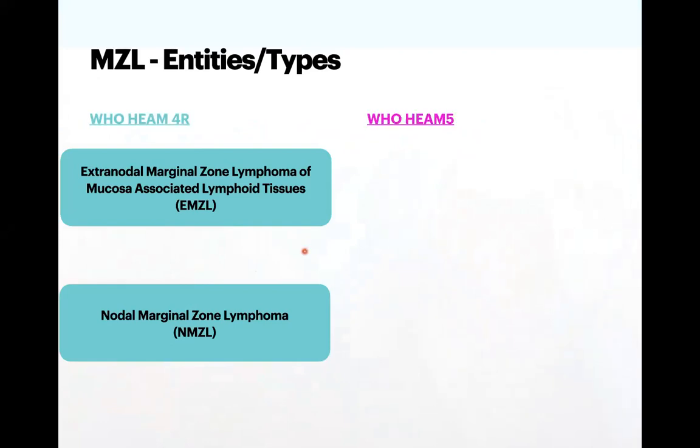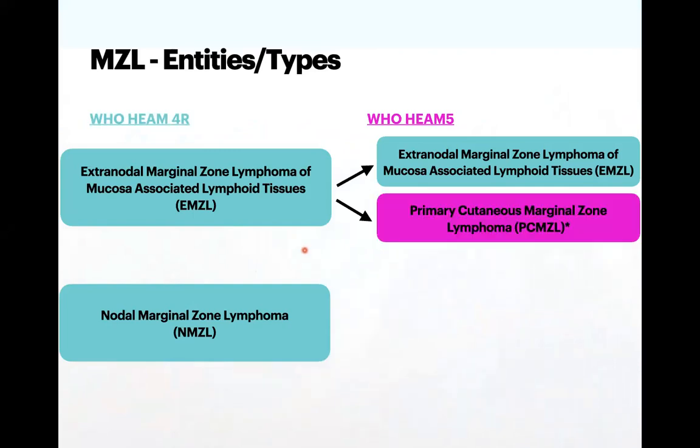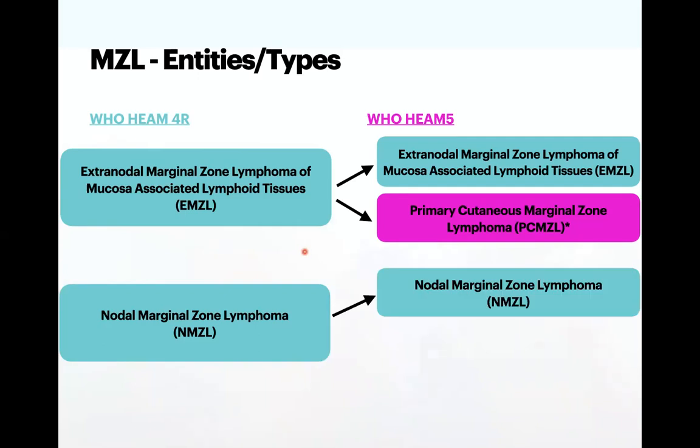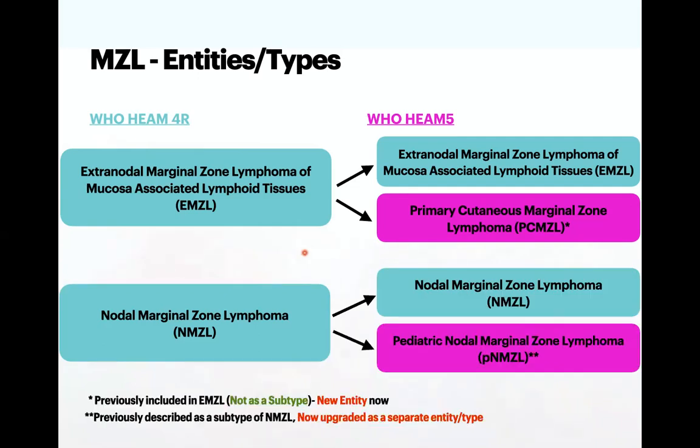Now this extranodal is further subdivided into two: one is the extranodal and the other one is primary cutaneous marginal zone lymphoma. While this nodal is further subdivided into nodal and pediatric nodal marginal zone lymphoma. Like I said, this primary cutaneous marginal zone lymphoma was not a subtype of extranodal marginal zone. It was just described under this heading, but now it is a new entity. While this pediatric nodal marginal zone lymphoma was previously a subtype of nodal marginal zone lymphoma, but now it is a separate entity.